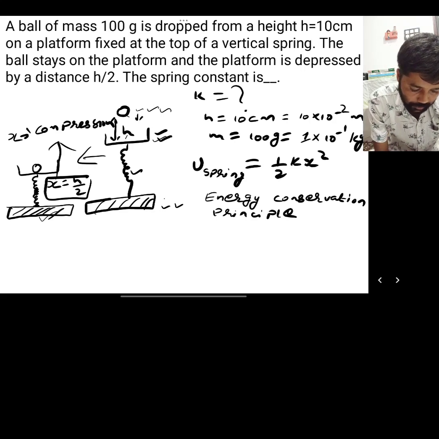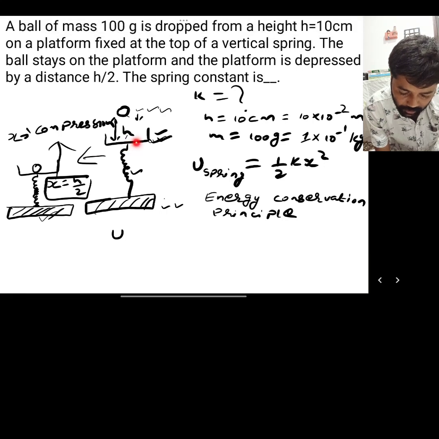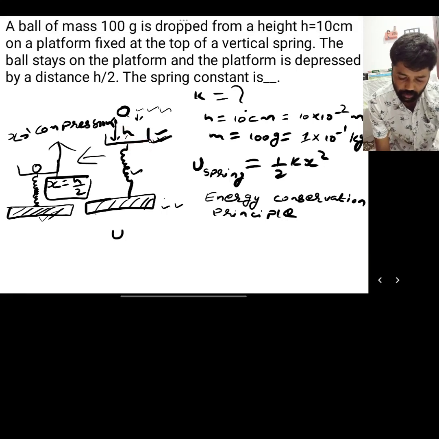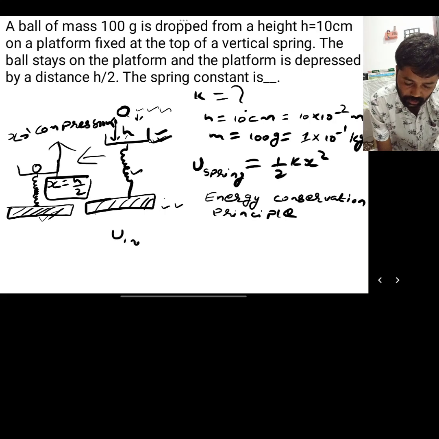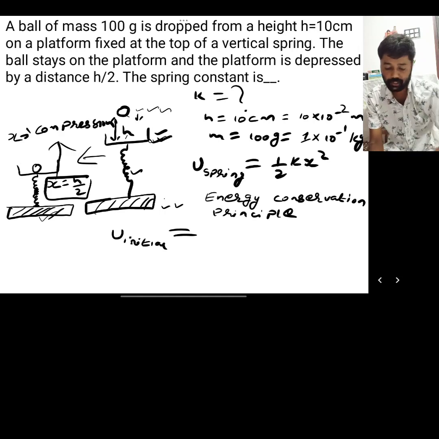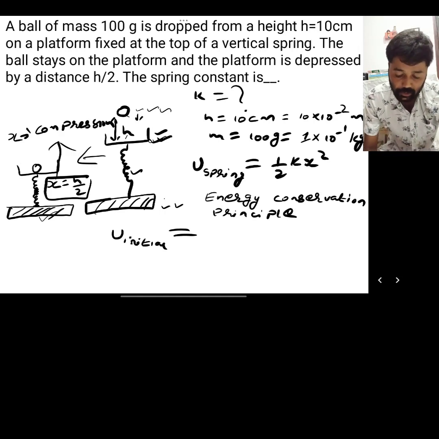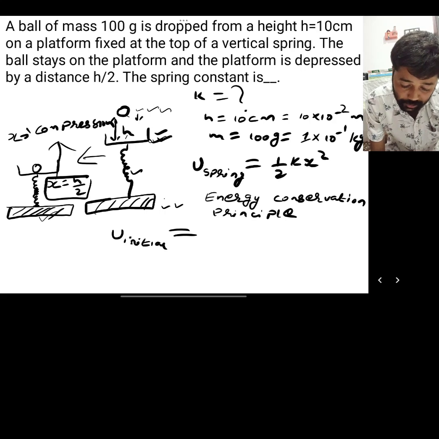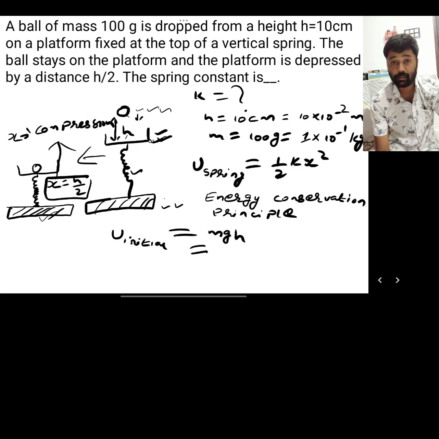Let me first find the gravitational potential energy. I will take the initial platform as the reference. The final position of the ball is lower, and taking the reference as 0, the initial height is h. Basically in physics we denote potential energy by U. So the initial potential energy is mgh, the gravitational potential energy, because initially there is no energy in the spring, as the spring was not compressed initially.